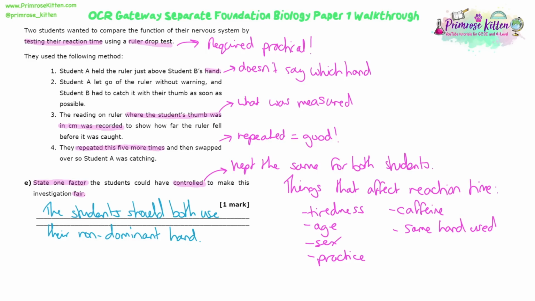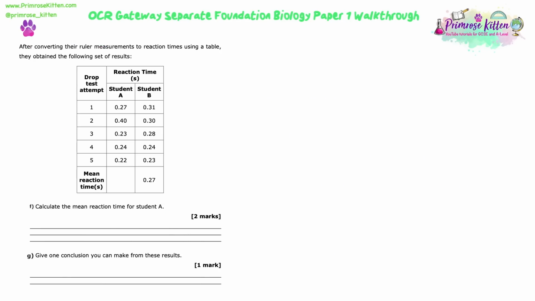One had a coffee and one didn't, and that wouldn't be fair. So any of those that can affect reaction time we can use as a control factor. Okay, so now we can see the results. After converting their ruler measurements to reaction times using a table, hopefully you remember doing this, so obviously the actual distance isn't your result, you need to convert that to the reaction time in seconds.